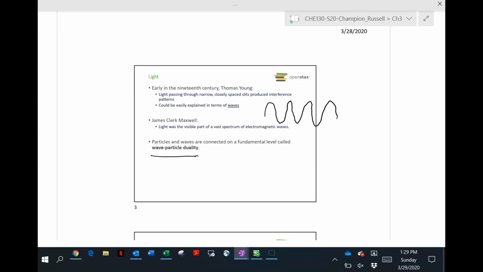And this is one of the characteristics of an intelligent person, of a scientist in particular: the ability to be a little flexible in terms of how you think about things and say, okay, I don't know what it's really like, but when it's doing this, it behaves like a wave, and when it's doing that, it behaves like a particle.